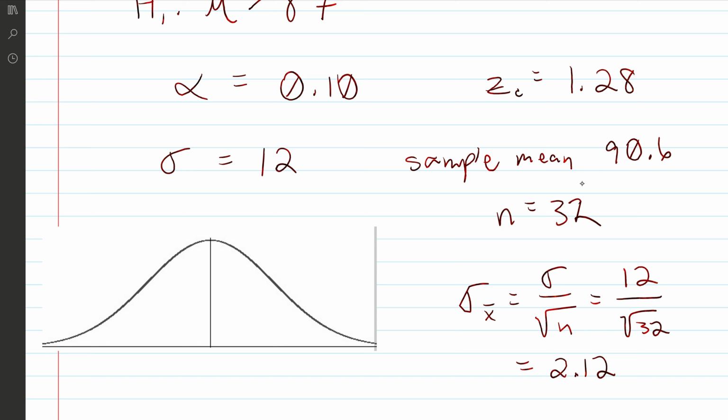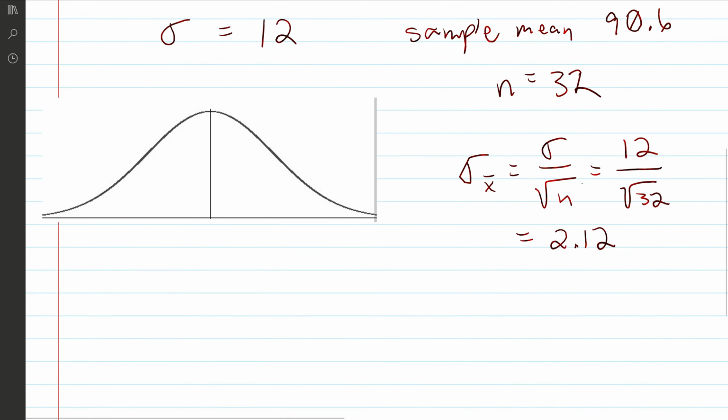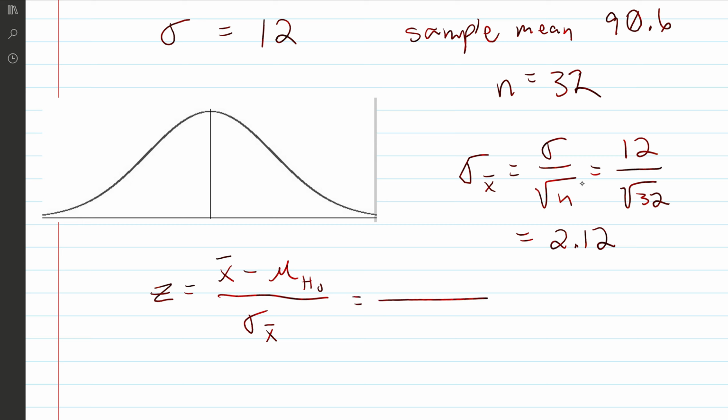This results in a calculated z-score, and I'm going to come back up to my graphical representation in a moment. The calculated z-score is x bar minus mu sub H naught, all over sigma sub x bar. Plugging in, this gives us 90.6 minus 87, over 2.12, which is 1.70.